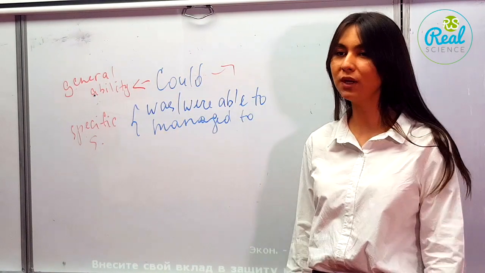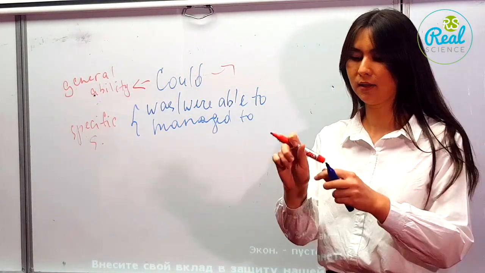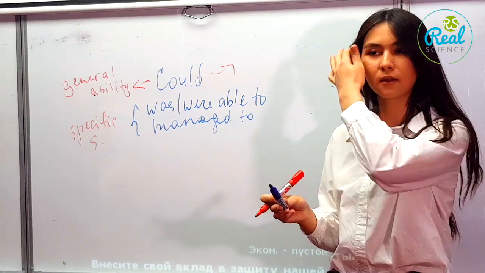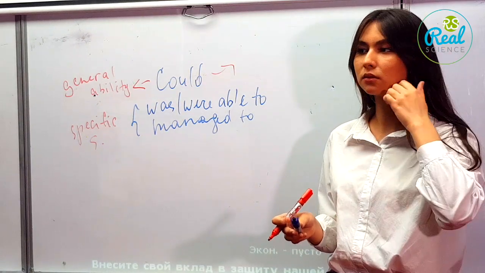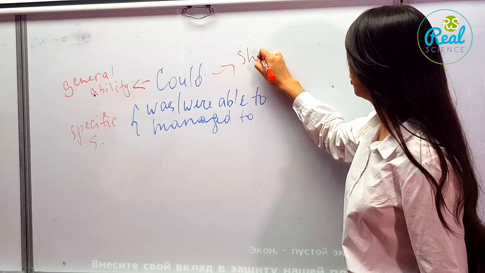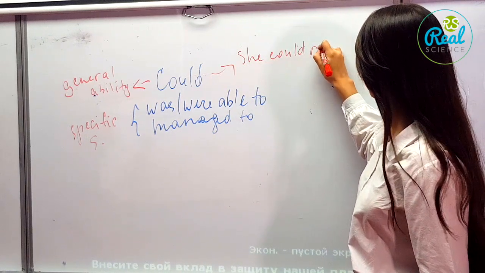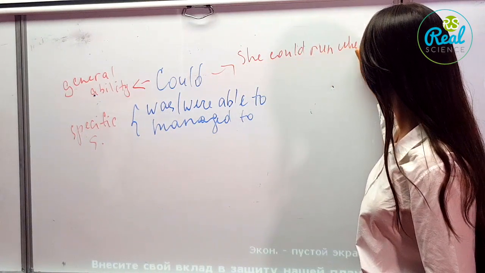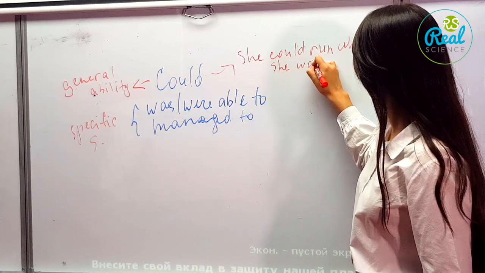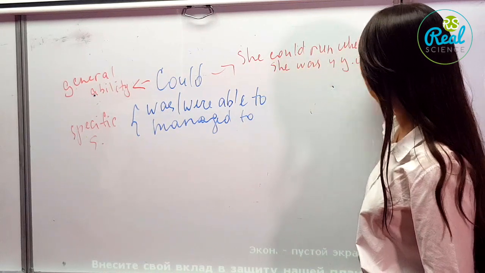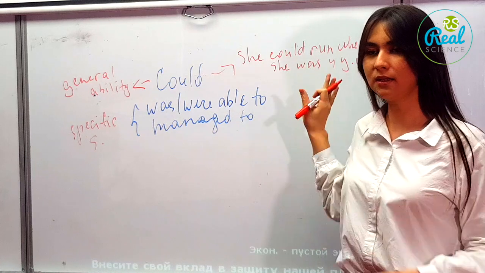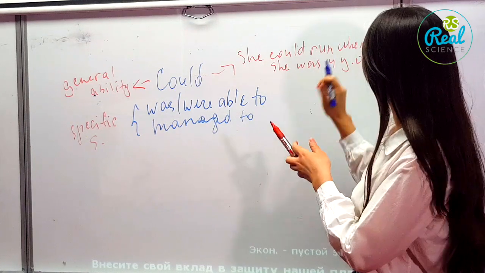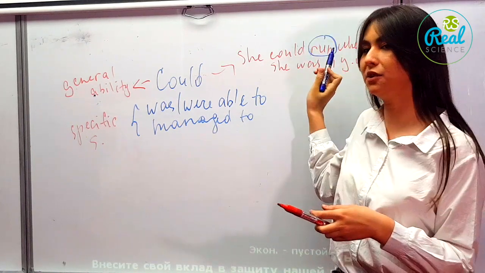Now let's give one example. Could, general ability. Can you give me an example, Camila? She could run when she was 4 years old. Yes. This is actually general ability. She could run. Her general ability is running.